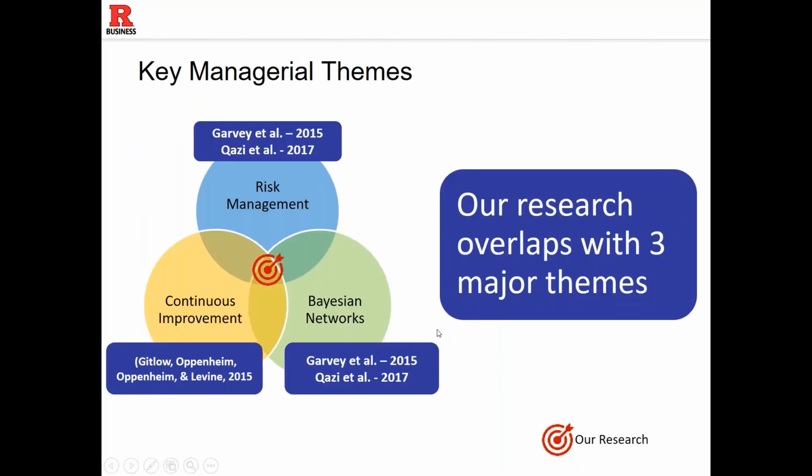So there are some key managerial themes. Me being an academic, I showed some academic citations there, but this overlaps with 3 key areas of management themes: risk management, obviously, continuous improvement, which is what we're talking about, and also Bayesian networks, or probabilistic statistical inference. So we're combining elements of all 3 to help develop this framework.